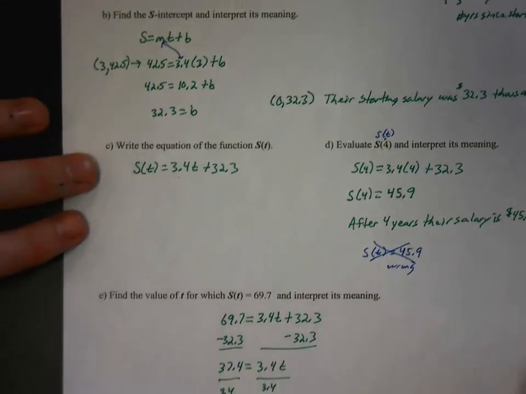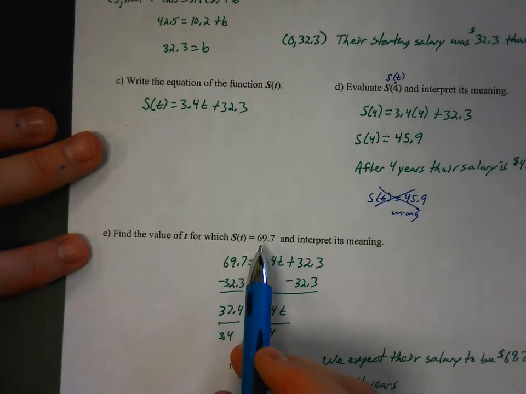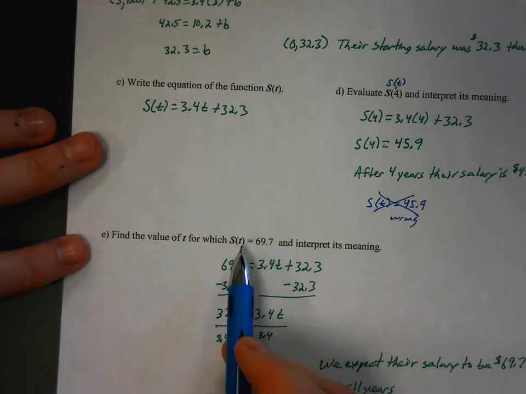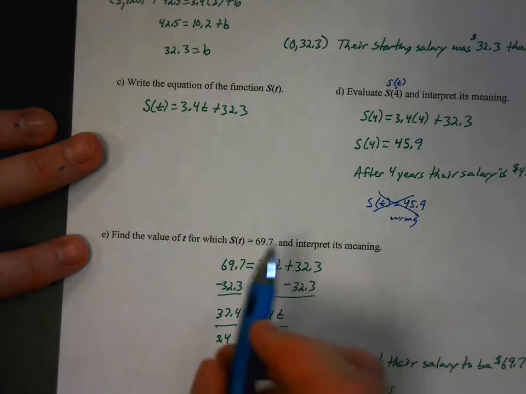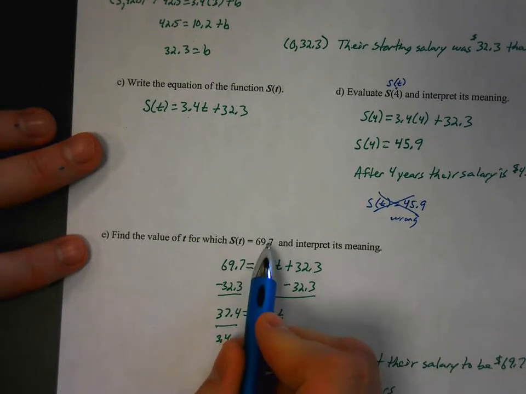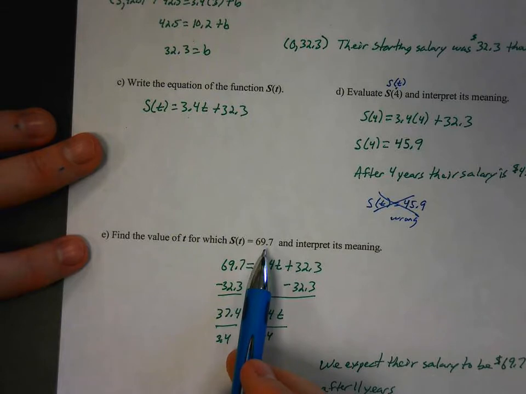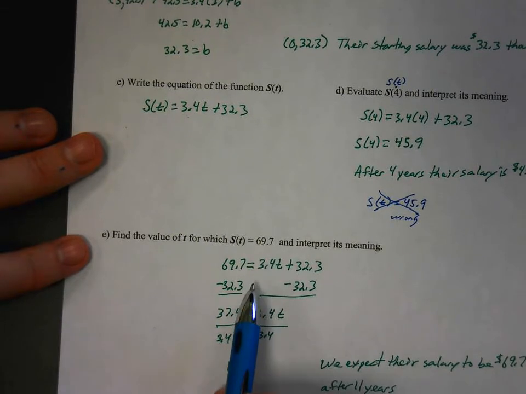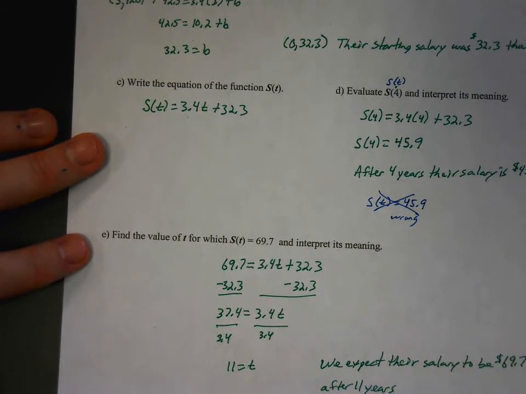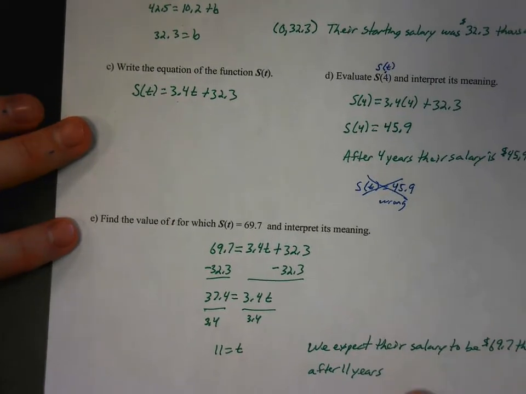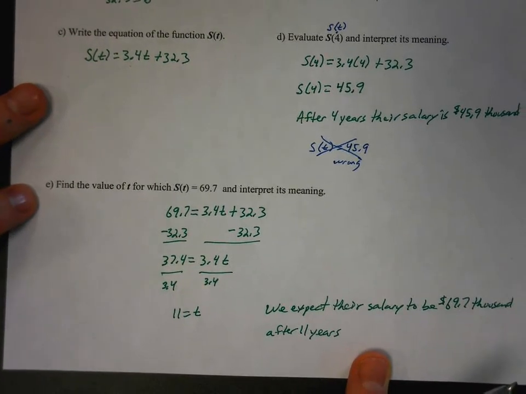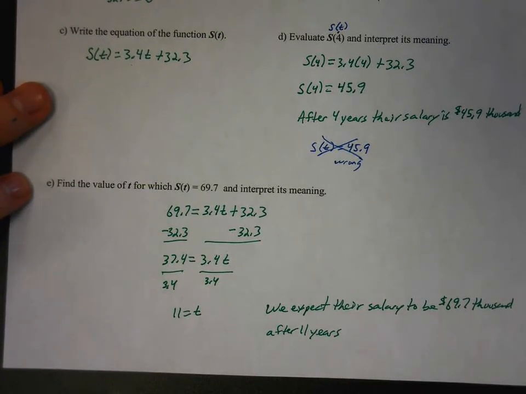Then the last one, part E. Now we're saying s of t is 69.7. It's not saying that the t value is 69.7. It's saying that the s, or the y value, equals 69.7. So they're saying the salary is $69.7 thousand. So this is the equation we solve. And when you solve that by subtracting 32.3, then dividing by 3.4, you get t equals 11. So what that means is we would expect their salary to be $69.7 thousand after 11 years. So that's looking at a few word problems using function notation.